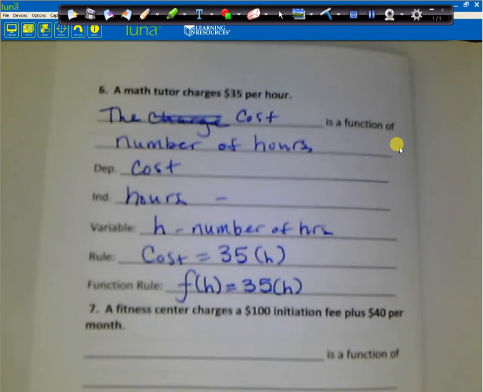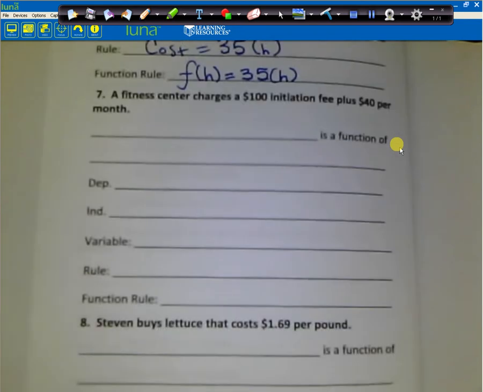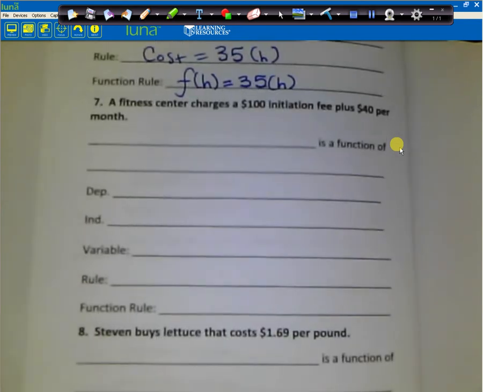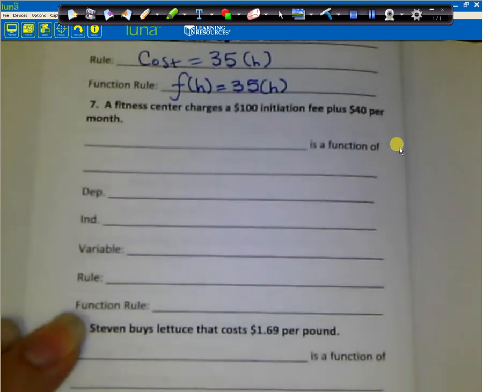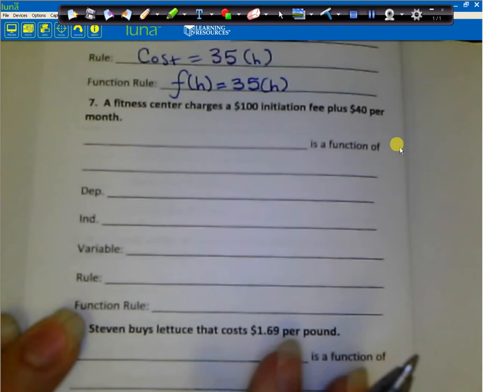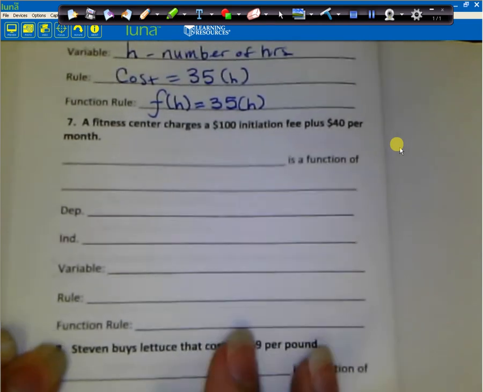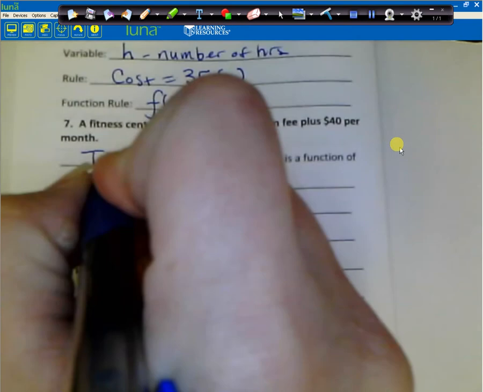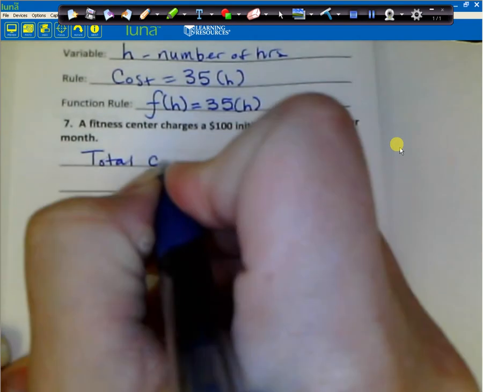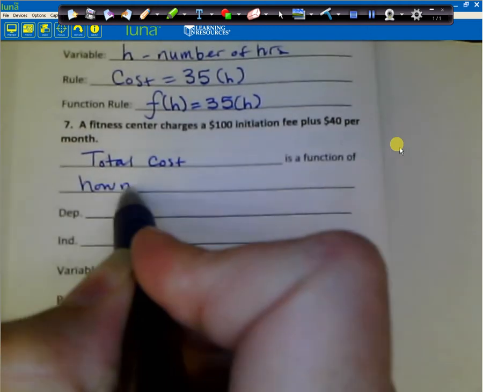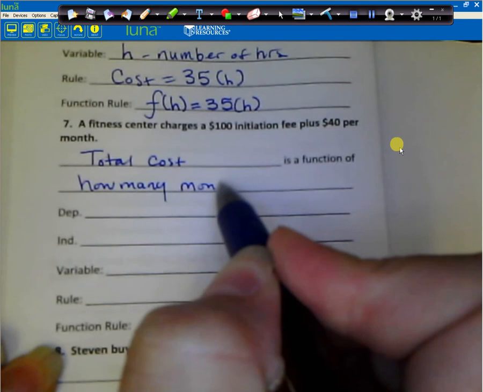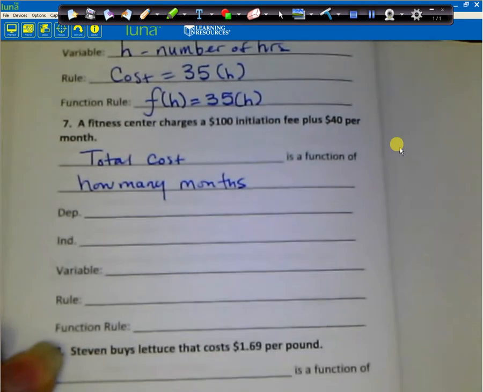Let's look at our next problem. It says a fitness center charges a $100 initiation fee plus $40 per month. So the total cost is unknown, and it is a function of how many months you're a member. So the total cost, we're going to put in the first blank, is a function of how many months. The total cost is a function of how many months.